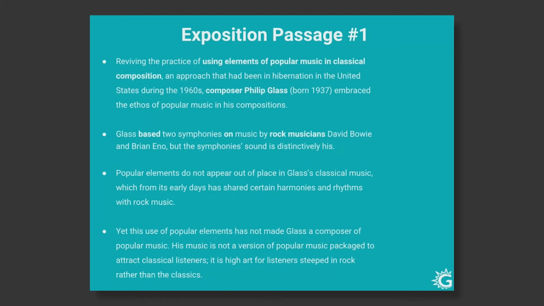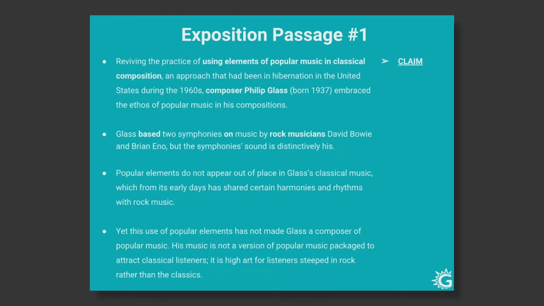Now, if you saw, I've broken this up into smaller chunks. What are these chunks doing? What are the functions of these sentences? How is this an exposition passage? You can see that there's no real argument as such here. They're not different views being presented. The whole passage is trying to push only one claim: the claim that Glass is somebody who embraced popular music in his classical compositions.